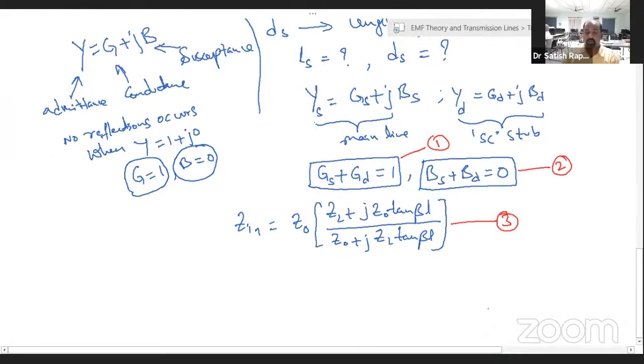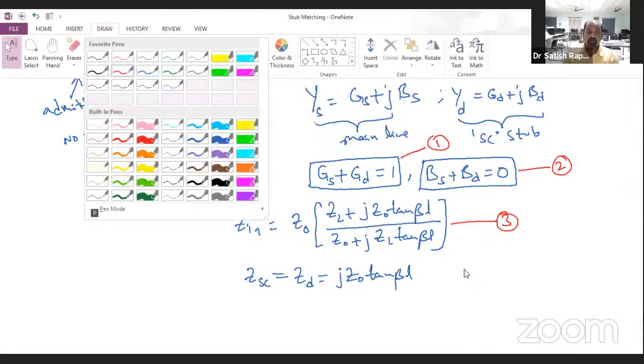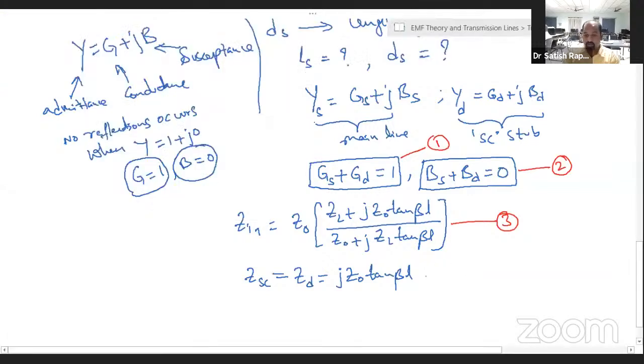And similarly, the input impedance of a short circuited transmission line, here the stub ZD, is equal to jZ naught tan beta L. This is the input impedance of a short circuited transmission line. We have discussed this earlier, shorted lines and open circuited lines. We derived the input impedance of a short circuited transmission line and of an open circuited transmission line. Let us say this is equation 4.